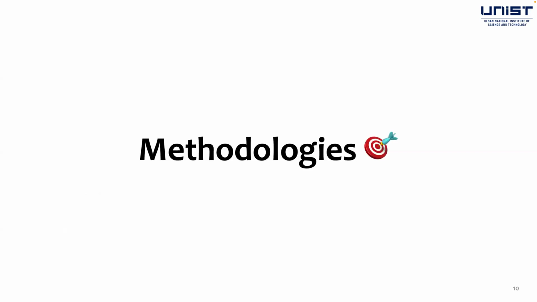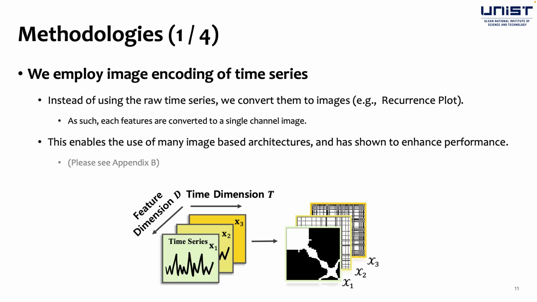So let me explain the methodology section. Our CAFO consists of 4 parts, and we explain them in the order of how the data is processed. Given a raw MTS dataset, we first convert each time series channel into distinct images using image encoding methods like a recurrence plot. Here, we can see that there are 3 time series features which are converted to a 3-channel image, where each channel of the image now represents a single time series feature.